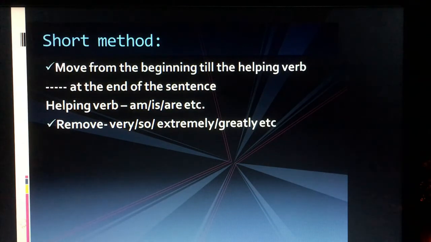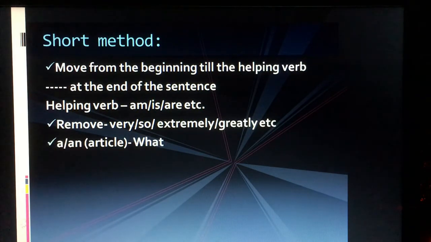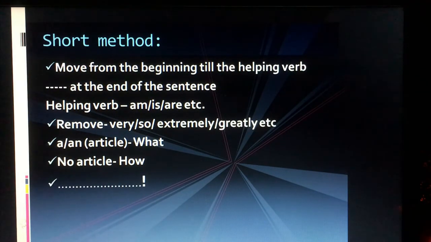The second task is remove. Remove what? If an assertive sentence has words like very, so, extremely, or greatly, we need to remove them in the exclamatory sentence, okay? Then if in that assertive sentence we have an article like a or an, in exclamatory we need to use what at the beginning. And if there is no article, then we will use how. And at the end, after finishing all the things, we are going to use the punctuation mark, which is the exclamatory mark, okay? So this is a short method to remember when we are converting assertive to exclamatory sentences, okay?